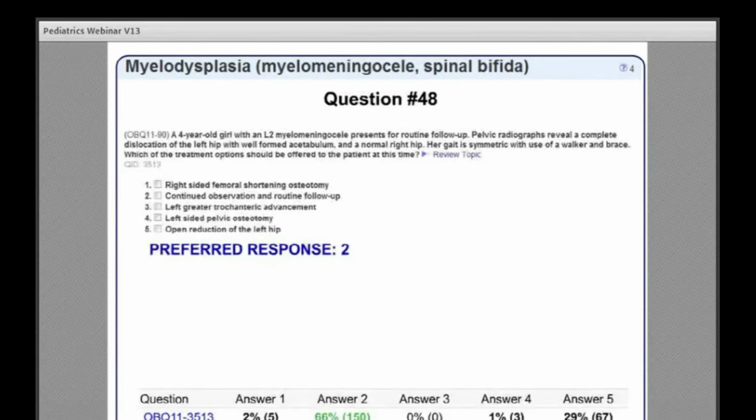Back to the question. 66% of you picked option 2, which is continued observation and follow-up. And the reason that's correct is this question says that this is an L2 level myelomeningocele. So L3 levels and higher have very poor results with attempts at reconstructive maneuvers. And the other third of you that didn't pick answer 2 picked 5, which probably would be correct if this was an L4 or L5 level spina bifida.